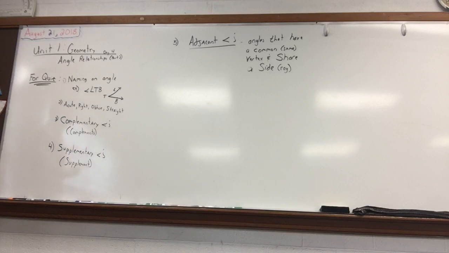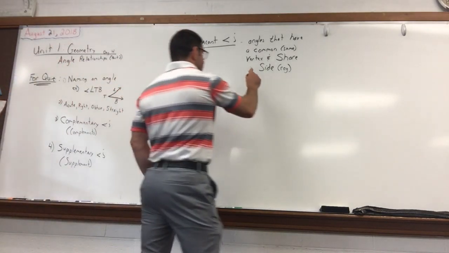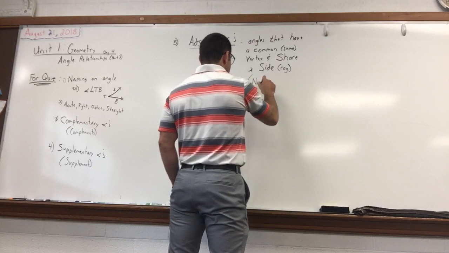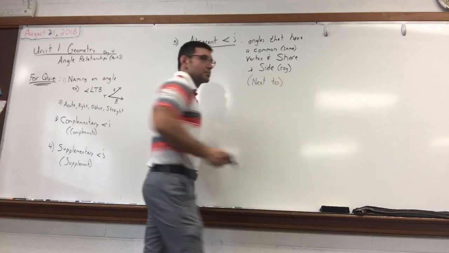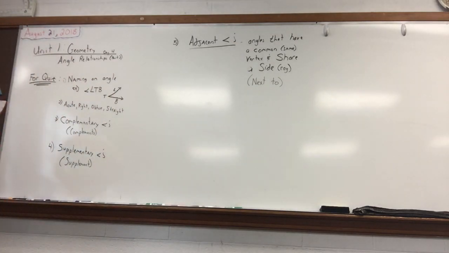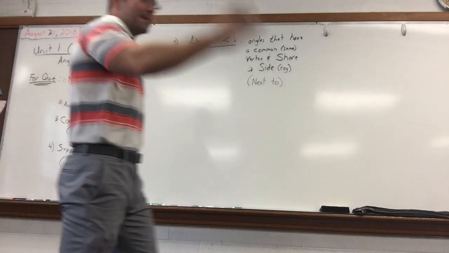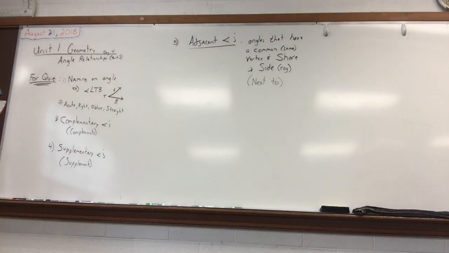Angles that have a common, which means same, vertex, and share a side, which means sharing a ray. Now, I told you we'd make it easier. That's the geometric definition. Adjacent means next to. So right now, if you're sitting in the middle, I'm going to use Carly as an example. Carly is in the middle. She is adjacent to both Elizabeth and Jackson. Jackson is only adjacent to Carly.